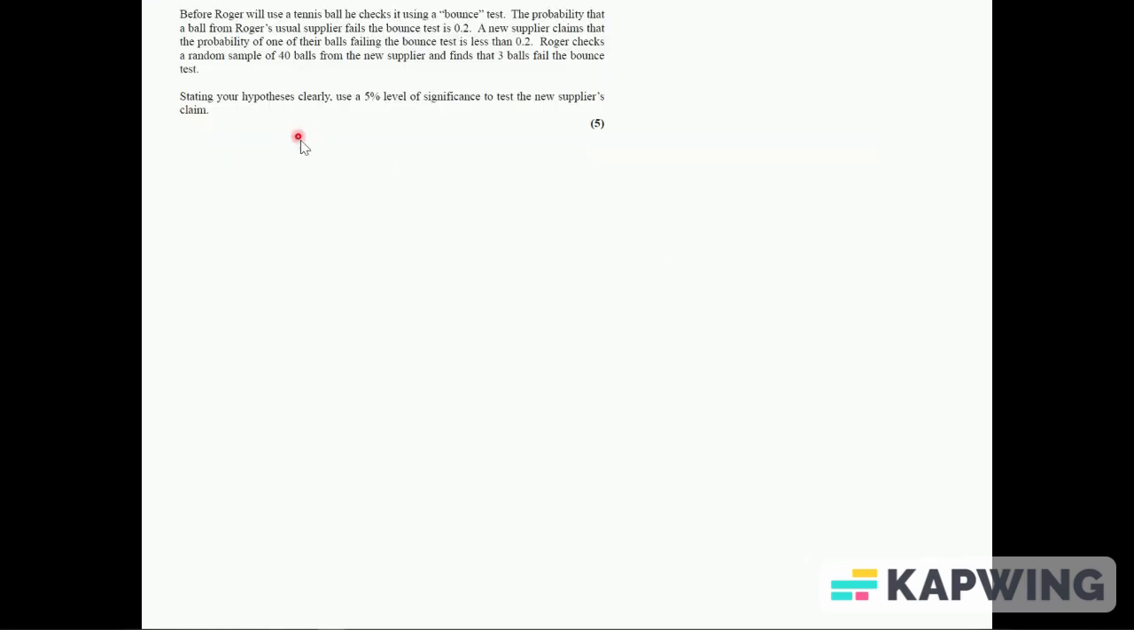Okay, right, so here we go. So we're going to use a binomial distribution with n is 40 because we picked 40 balls, and initially we're going to assume, let's say, they're the same. So the new balls, 20% of them fail as well.